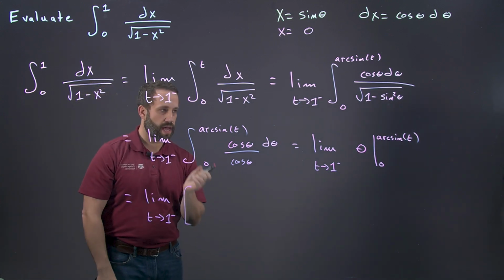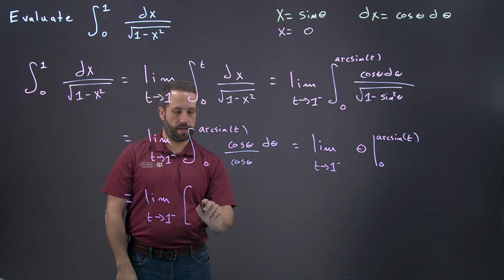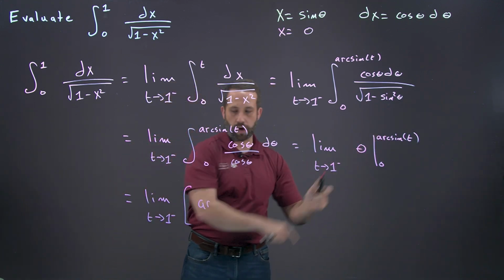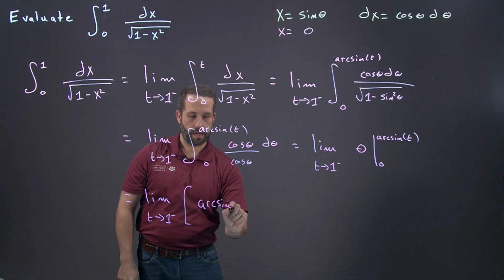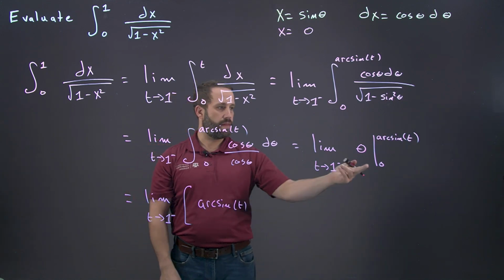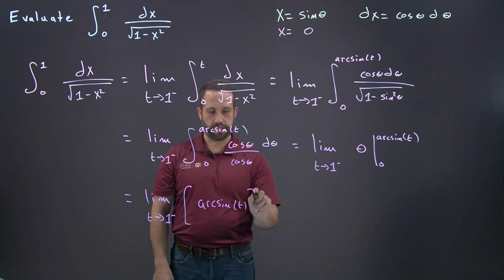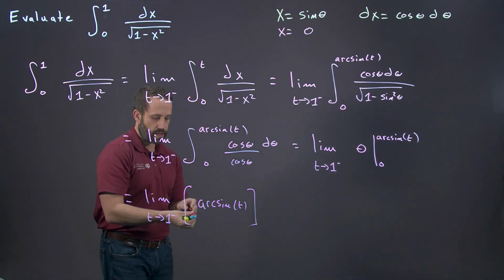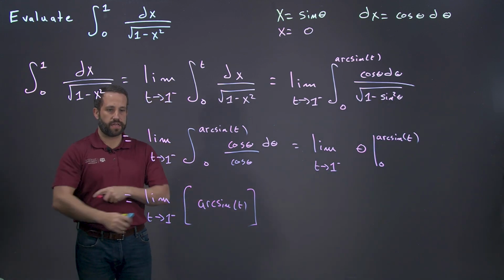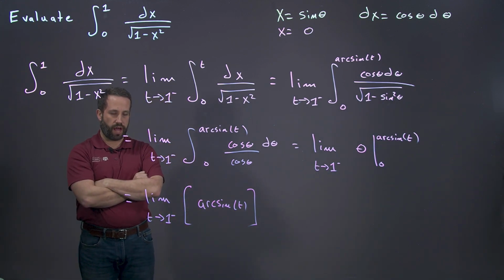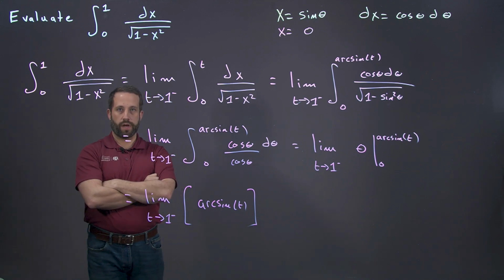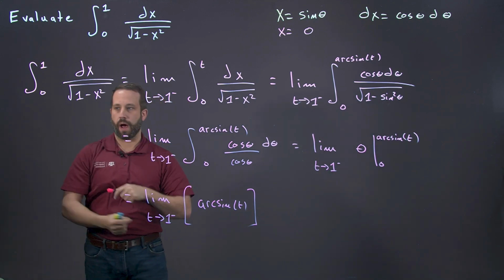Okay, so let's think of what's happening here. When I plug in theta is equal to arc sine of t, I'm going to get arc sine of t, and then when I plug in theta is equal to 0, I just get 0. Okay, so now let's think what's happening here to this limit. Well, think about what arc sine looks like. So arc sine is a continuous function when t goes from -1 to 1. So arc sine is continuous on -1 to 1.